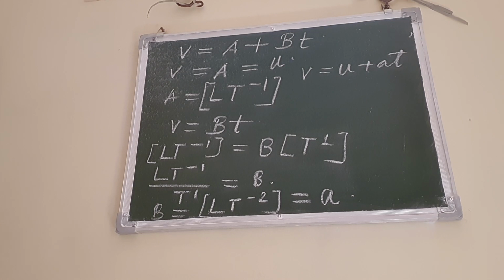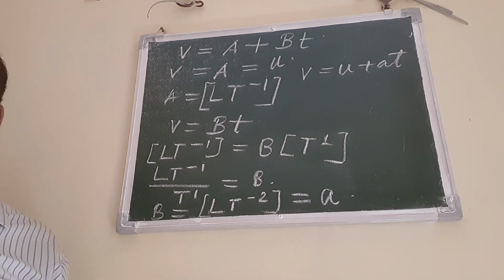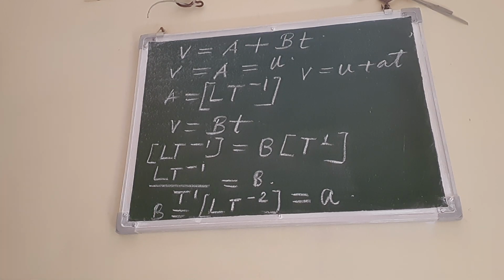So we are going to understand this question once more. V is equal to A plus Bt. This is the equation that is given, where V is the velocity and T is the time. So we have to find, by means of dimensions, the dimensions of A and B.